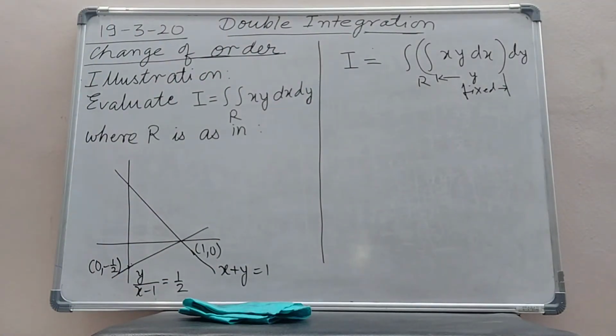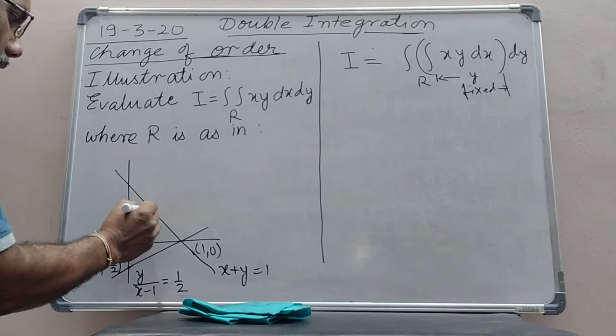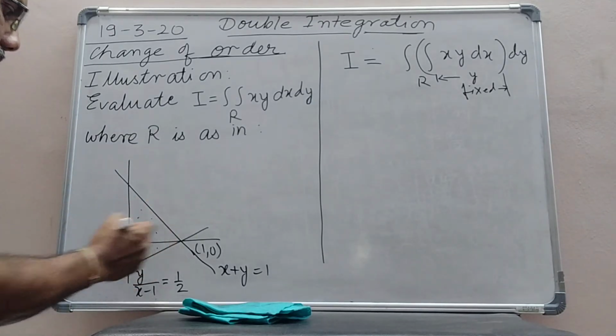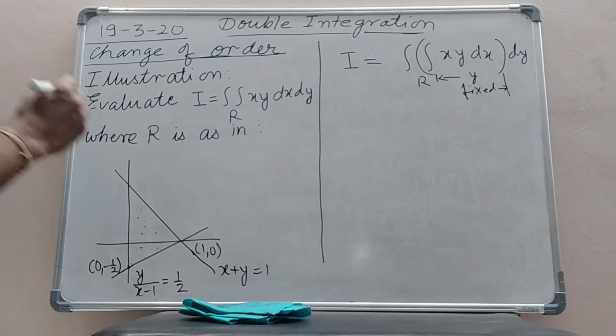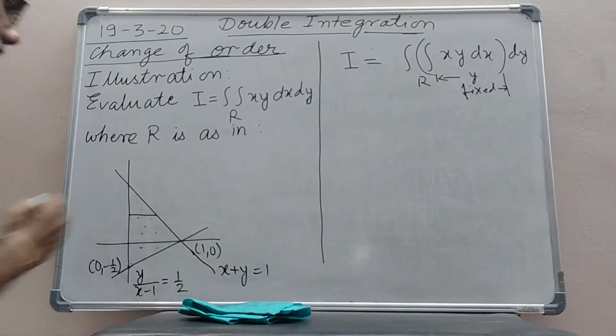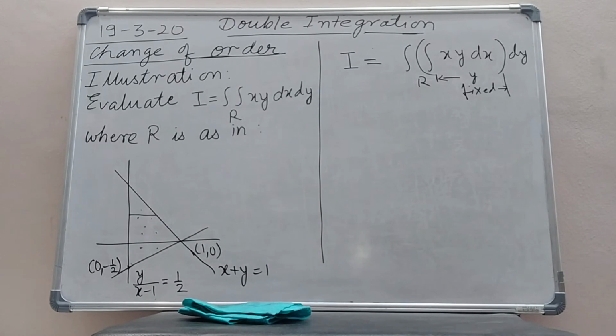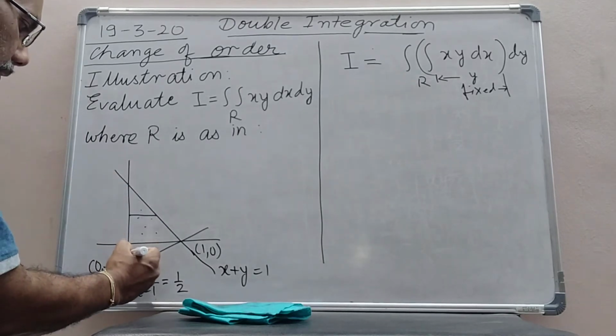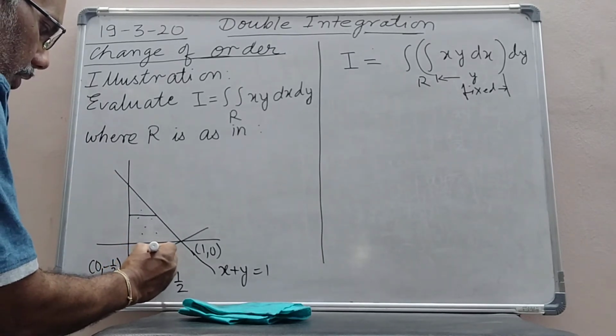Let me come back to this diagram. The region R is the collection of all these points. So if I fix my y here, y is constant along this line. If I fix my y somewhere here, y is constant along this line.